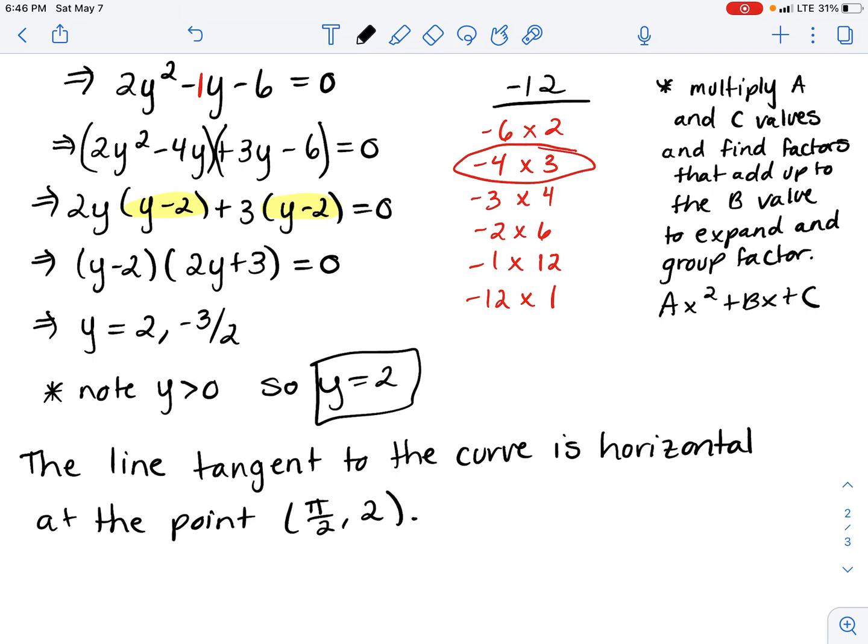So that's why I was listing out my factors for -12, and the one that added up to -1 is -4 and 3. So I could then expand out -y to be -4y plus 3y, and then from there use group factoring, where I factor out the greatest common factor from both sets of parentheses, and then lastly factor out the greatest common factor between these two terms, which is y minus 2. And so that's how we factor.